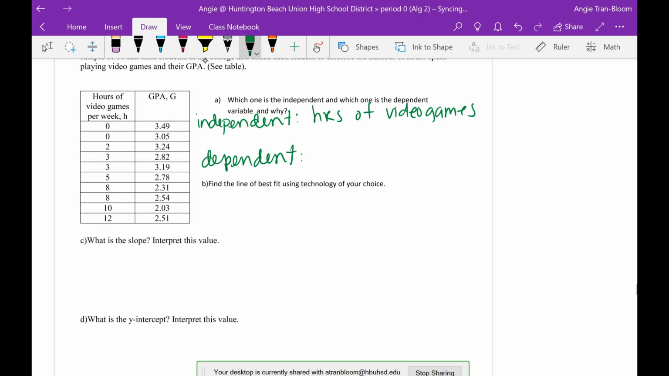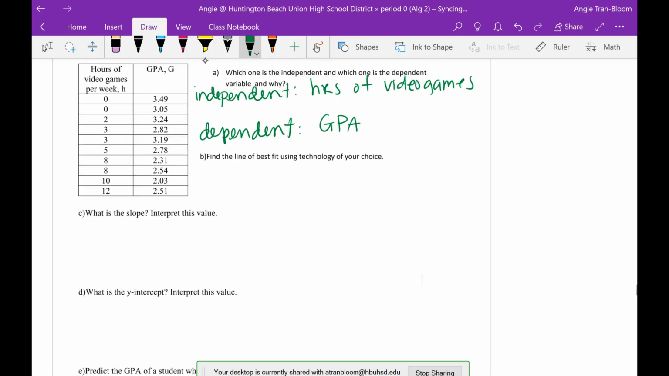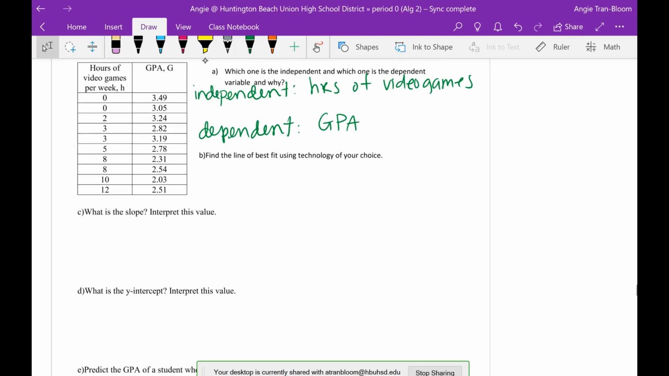And then dependent. Can you give me, obviously, Ashley E., which one's the dependent? Very good. So your GPA depends on how much game or how little amount of games you play. The higher the GPA, the less the games, I take it. Okay. Find the line of best fit using the technology of your choice. So in this case, we're using calculators. Kimmy, what's your line of best fit?